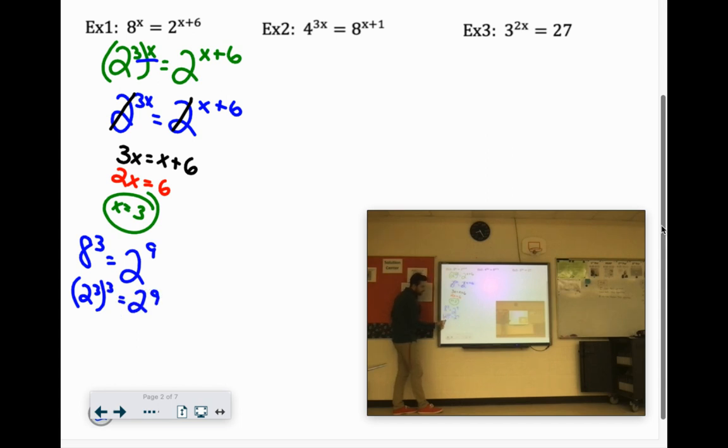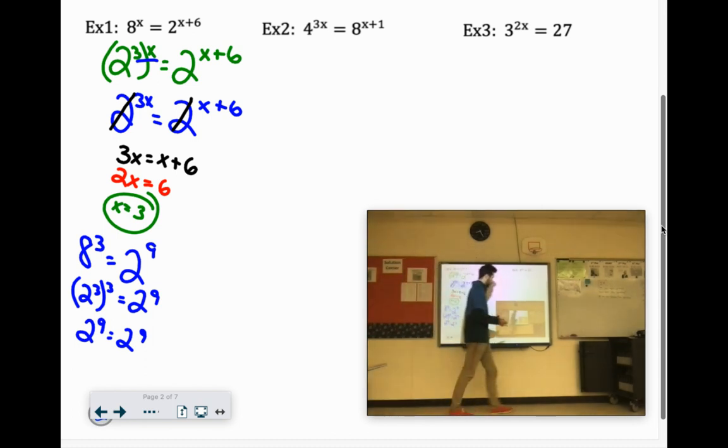And then remember, you multiply the exponents. So it would be 2 to the 9th equals 2 to the 9th. Or you can evaluate it and get the actual numbers. 8 to the third is 512. 2 to the 9th, 512. So you should always check this.